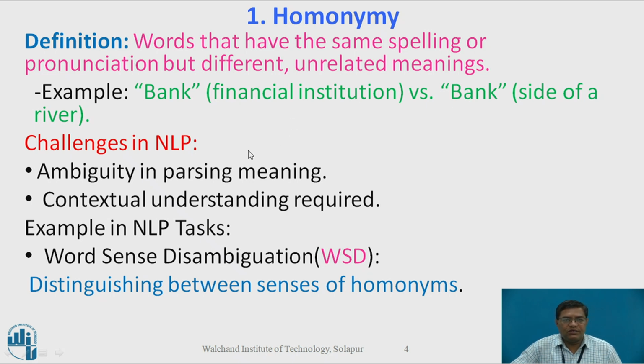The challenge for homonymy relations in natural language processing is ambiguity. For parsing the correct meaning, ambiguity needs to be resolved. Contextual understanding is also required, and we can use homonymy semantic relations in word sense disambiguation techniques for distinguishing between the different senses of homonymous words.